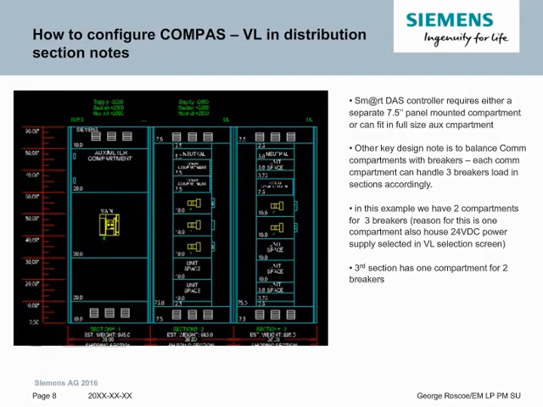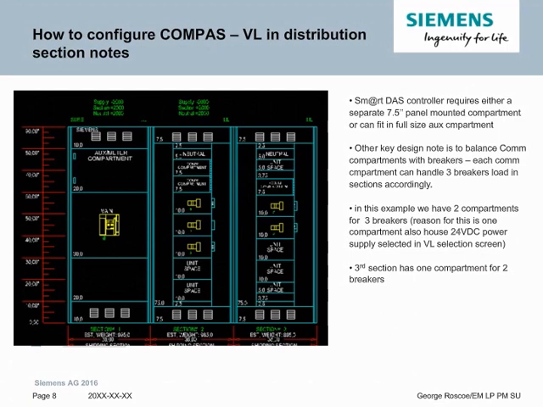General configuration notes. The DAS controller, as mentioned previously, needs to be placed in either a full-size auxiliary compartment or alone in a panel mount 7.5-inch compartment. One other thing to consider is that the communication modules will need to be in the same section as the breakers. This is the same rule as it has been previously with VL breakers.